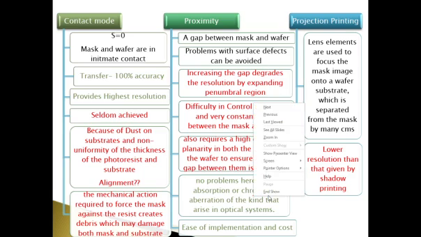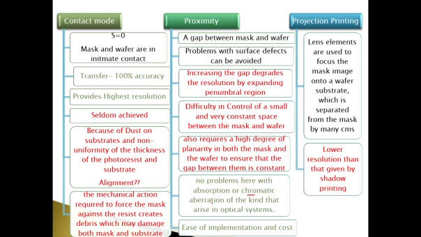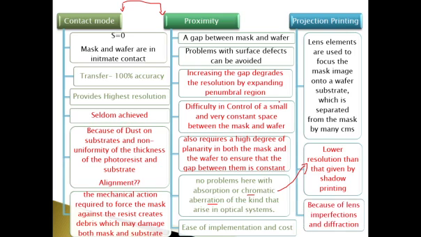So that problem is involved with projection printing, while the chromatic aberration problem or absorption of intensity is not there in proximity printing. It also has lower resolution than the shadow printing techniques. Contact mode and proximity mode are the shadow printing techniques. Compared to the shadow printing technique, projection printing has lower resolution, and because of lens imperfections and diffraction, it leads to the lower resolution.